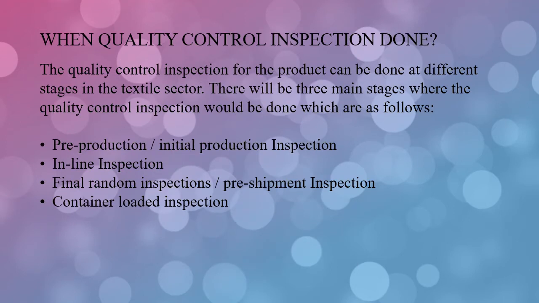When quality control inspection is done. Quality control inspection is done at different stages in the textile sector. The first one is pre-production. Before the production of fabric, the raw material, or you can say yarn, will be checked or inspected. And the second is inline inspection, that during the production of the fabric, some amount of fabric will be inspected. Final random inspections or pre-shipment inspection: when the production completes, the inspection of the fabric is done at the end. And the last one is container loaded inspection. Container loaded inspection includes that the fabric which is loaded to the container, or which is ready for shipment, will be inspected to some extent.